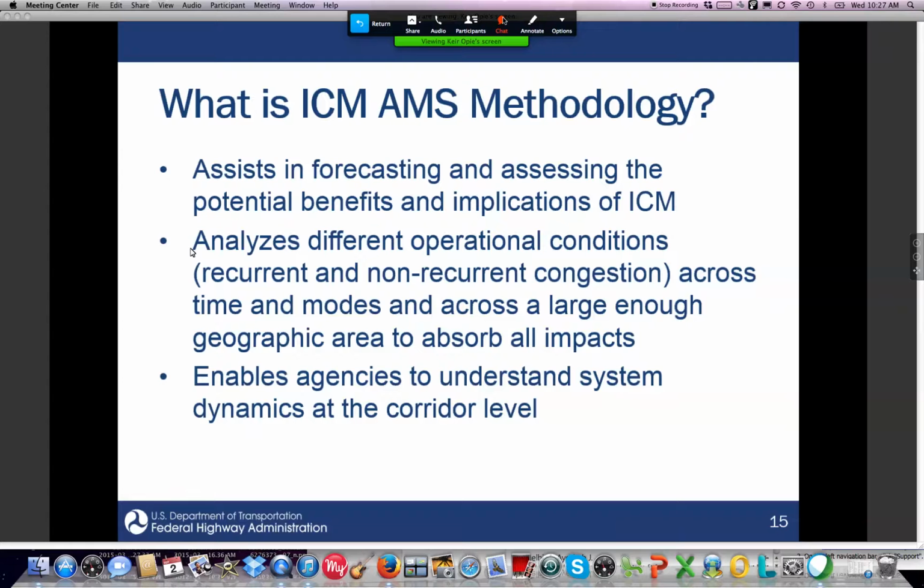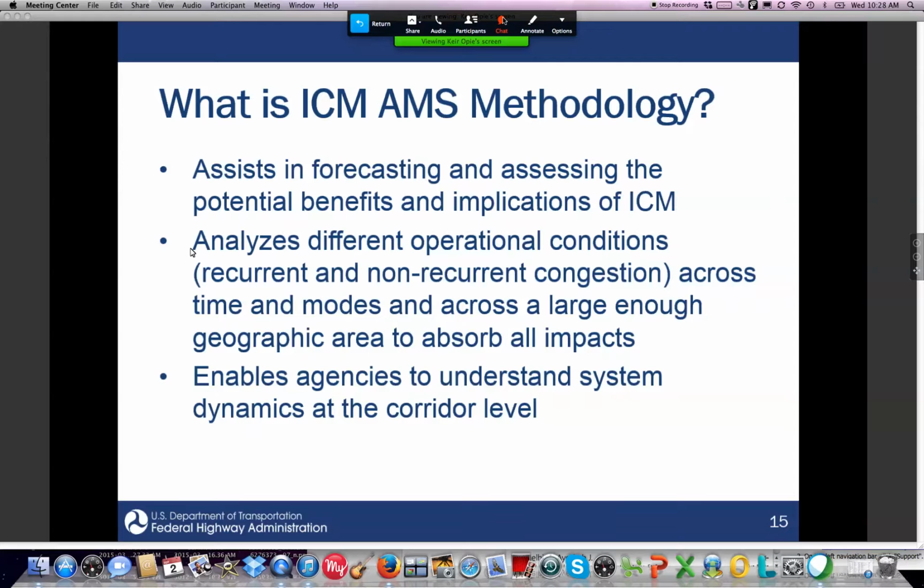So the next question is, we have to have a methodology as to how we're going to be reducing the AMS analysis that we're looking at. Whatever the modeling framework that gets deployed here, it has to be able to calculate, estimate, and evaluate the benefits and the implications of an ICM system.